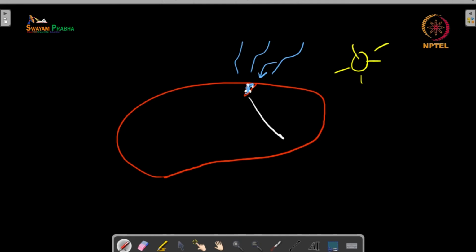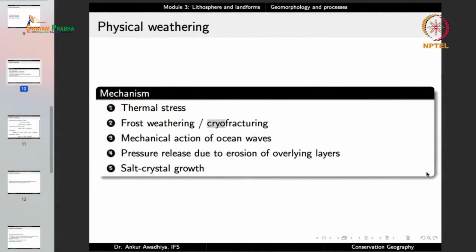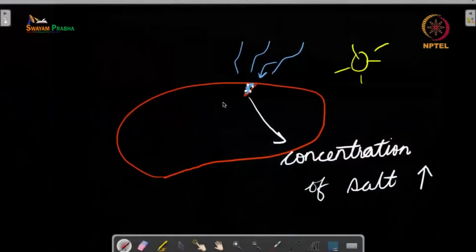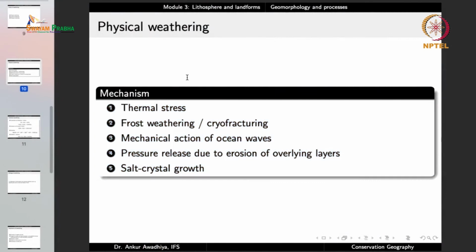So that leads to a concentration of salt to increase. Now, when the concentration of salt increases, then we have the process of crystallization. That is, the smaller crystals of salt that get formed tend to increase in size due to crystal growth. Once you have a crystal inside here, when it is growing, this will again exert a force on the outside. And because of this force, there will also be a physical weathering. So this is yet another mechanism of physical weathering.